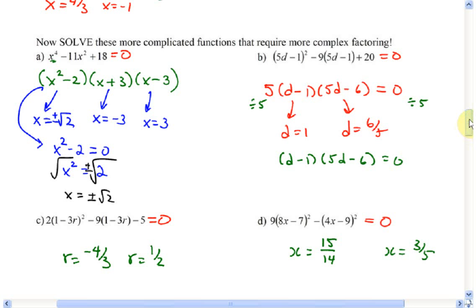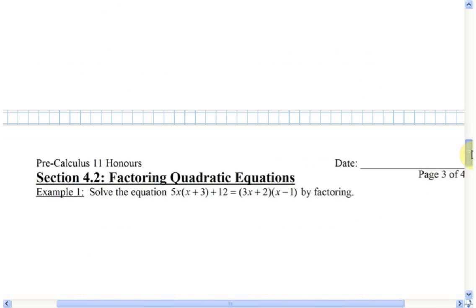Notice example number 1. Yes, we're now doing example number 1. I'm asking you to solve this equation. This looks scary, so I'm going to ask you to please simplify it first. Okay? Perhaps you want to distribute and simplify, so let's do this one together.